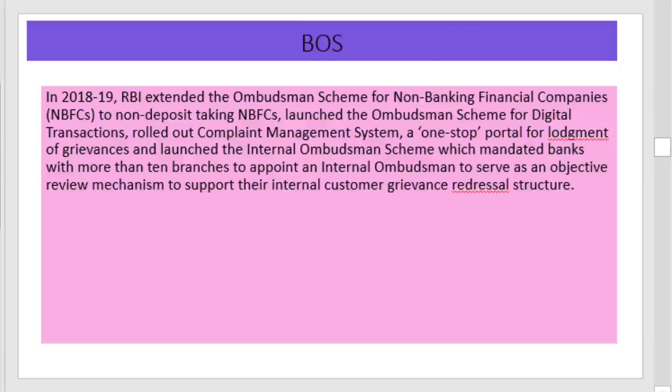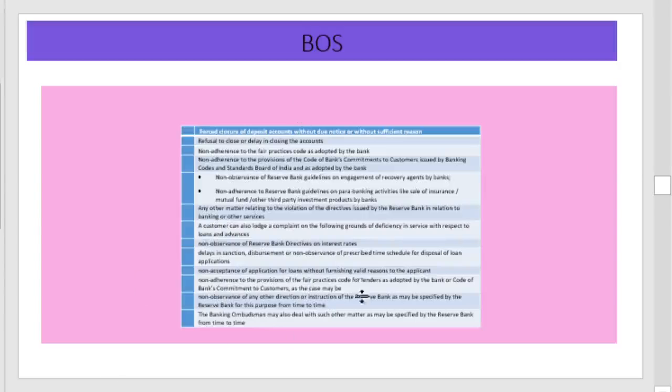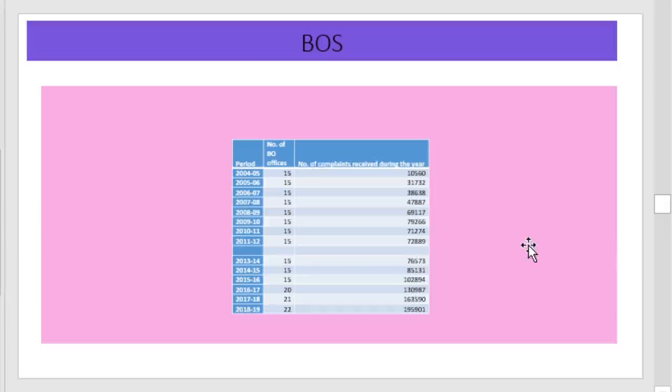That means it is a grievance redressal mechanism. The areas on which we can file complaints are given in this table, and these two tables give the areas on which we can file the complaints. And the number of bank offices and the number of complaints are given here.